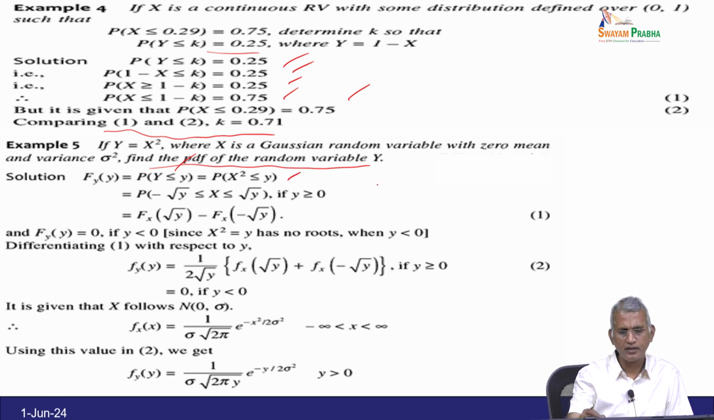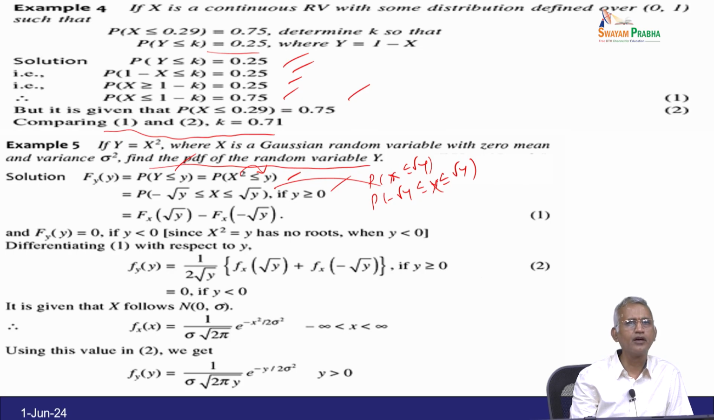Taking the square root, therefore, capital X less than or equal to root y. Therefore, this can be written as minus root y less than or equal to x less than or equal to root y. So, this is what is written here, and if y is positive, then it is F x of root y minus F x of minus root y. If y is less than 0, F y of y equal to 0, since x square equal to y has no root.